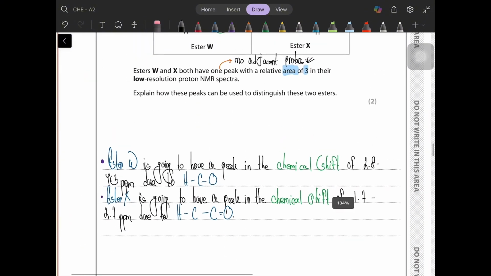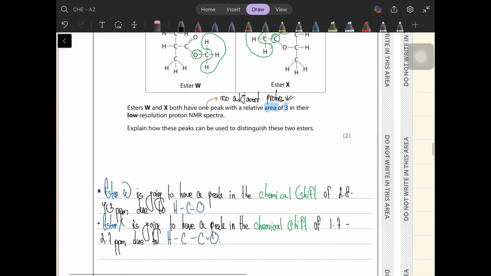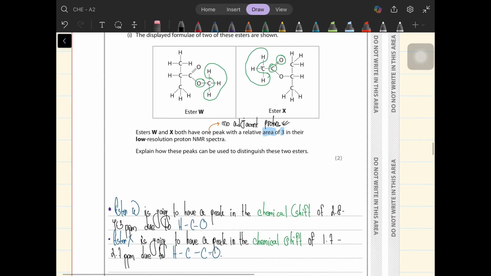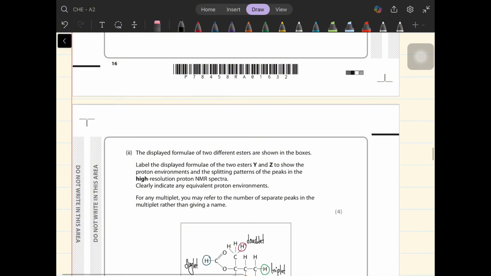Ester W is going to have a peak in the chemical shift of approximately 2.8 to 4.3 ppm due to H-C-N-O. You can get this chemical shift using your data booklet. And ester X is going to have a peak in the chemical shift of 1.7 to 2 ppm due to H, which is bonded to C, which is bonded to another C, which is bonded to an O with a double bond. You can easily get these values from your data booklet. Moving on to the next question.